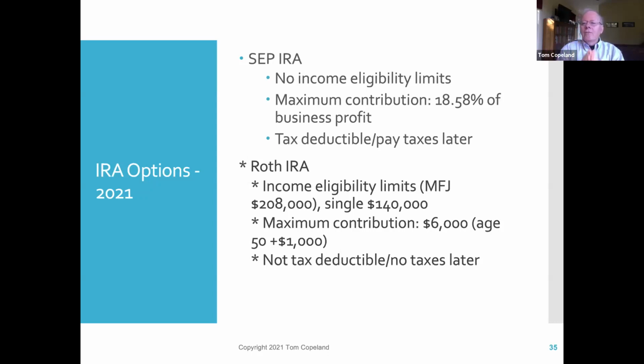Now, it's too late to set up a simple IRA for 2021 because the deadline was October 1st. But you can set up a simple IRA for 2022. The last kind of IRA is called a Roth IRA. If you're married and filing jointly, your profit and your spouse's gross income has to be less than $208,000. If you're single, your profit has to be less than $140,000.